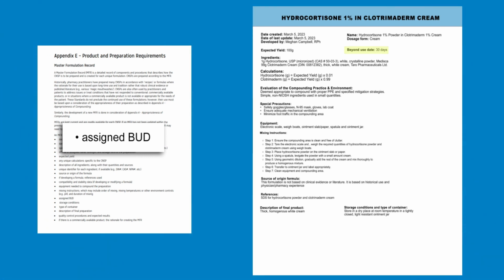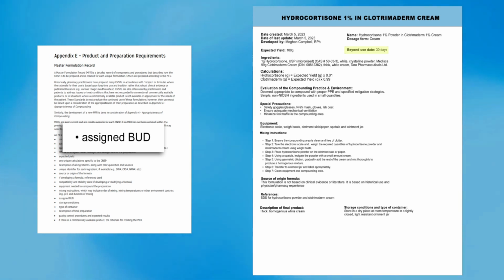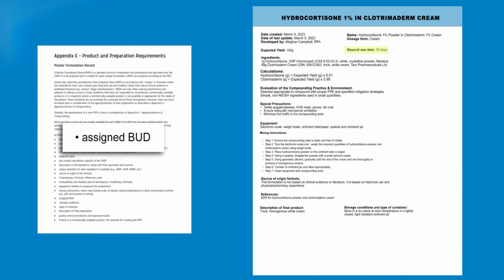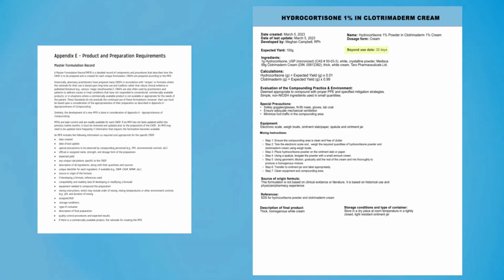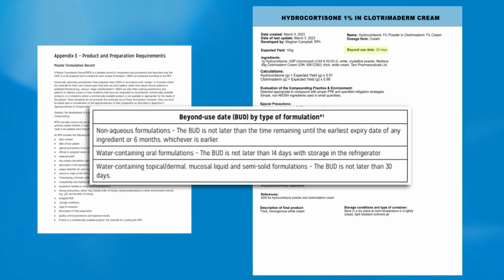This is an easy step when there is published literature or referenced formulas, but many compound recipes or formulas used in the pharmacy setting do not have studied beyond use dates. However, this doesn't mean that we can no longer compound these products. When there is no stability information for a compound, pharmacy practitioners must default to the United States Pharmacopoeia Guidance on Beyond Use Dates, also known as USP 795.